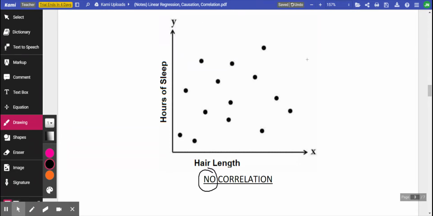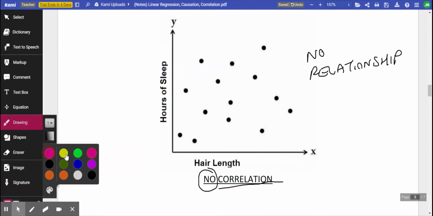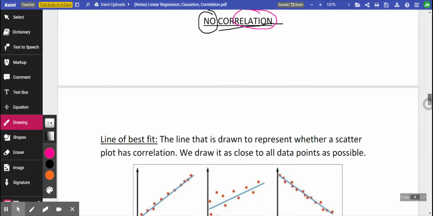That's why these dots are all over the place. So since these things are not related to each other, there is no relationship or no correlation, right? So no relationship. Therefore, there is no correlation. And it's good that the word relation is inside of correlation because you kind of get an idea of what exactly it is that we're talking about here.